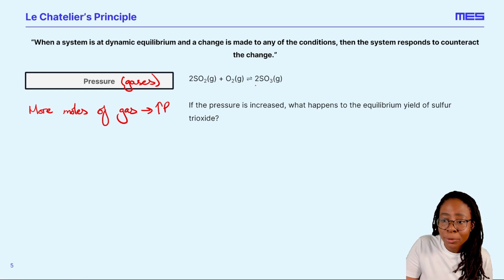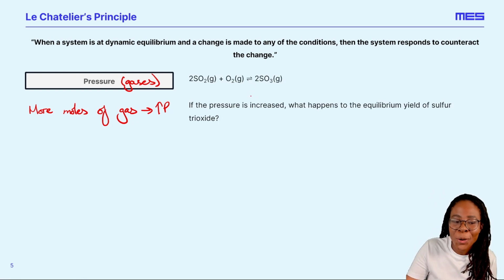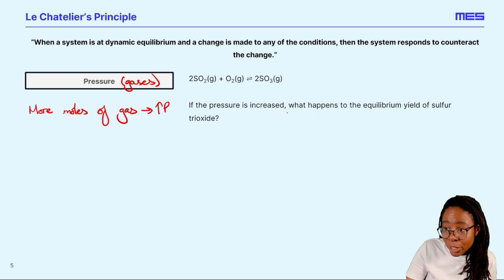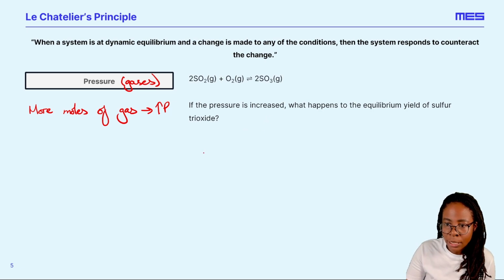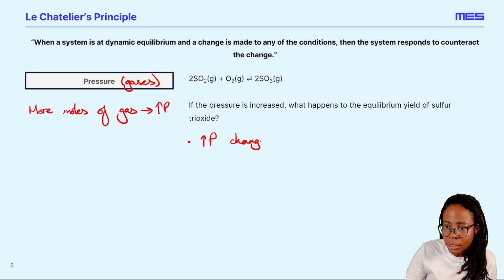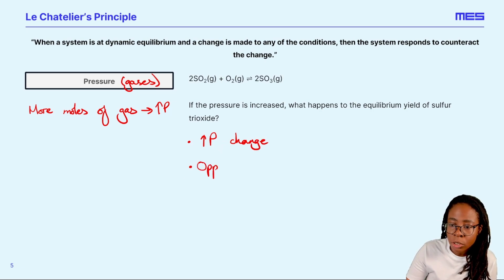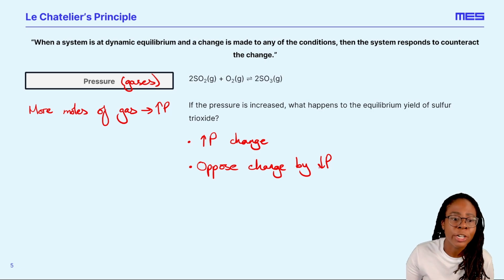We've got, again, the contact process. We love this equation. Again, we're going to see it so many times over the course of your A-level studies. If the pressure is increased, what happens to the equilibrium yield of sulfur trioxide? Let's go through the process. Let's think about it step by step. The change is that we are increasing the pressure, right? That is the change to the system that's being made. So how are we going to oppose the change? Well, we're going to oppose the change by decreasing the pressure.